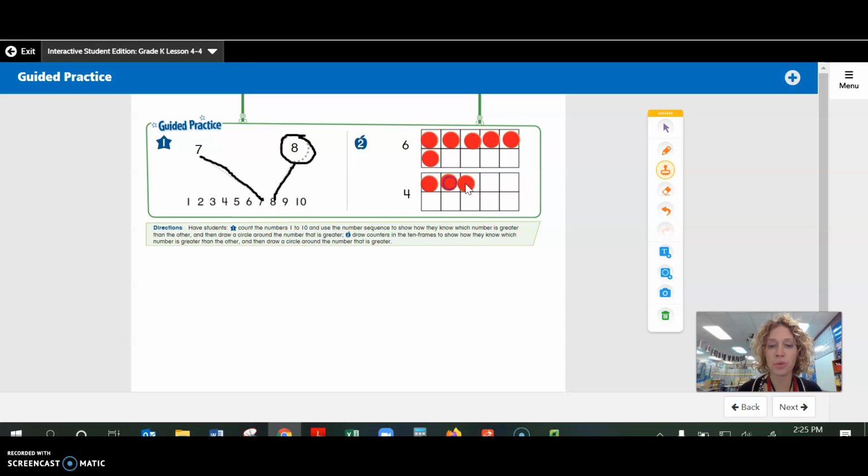1, 2, 3, 4. Now, just looking at the counters, which number is greater? Which one has more? 6 has more, and 6 is greater, so we're going to circle that one because 6 is greater than 4, and we can tell because they're represented with counters, and you can see that 6 is more than 4. Good job.